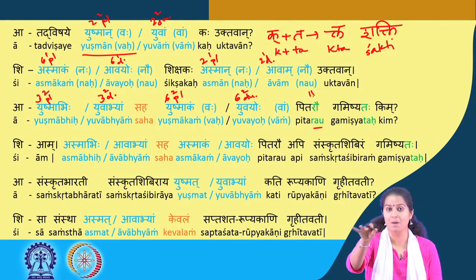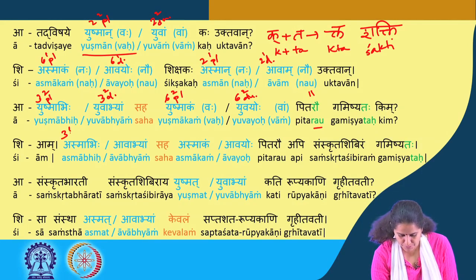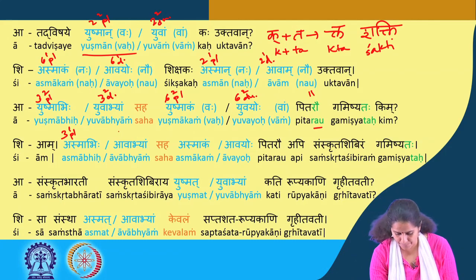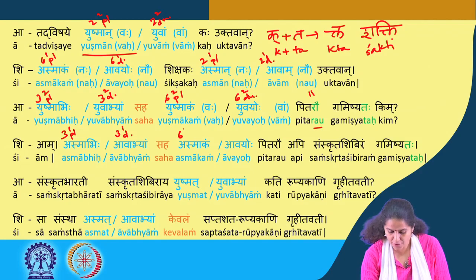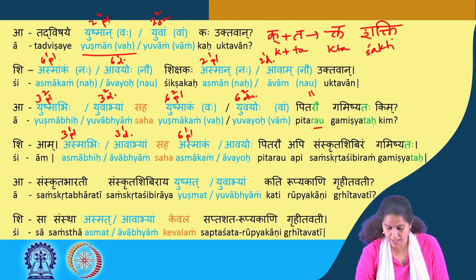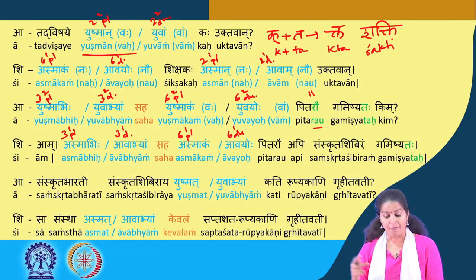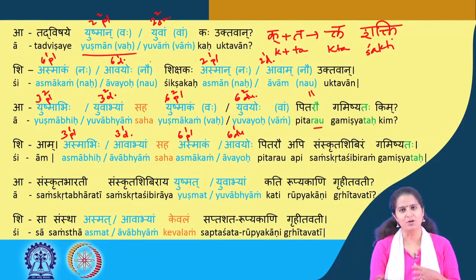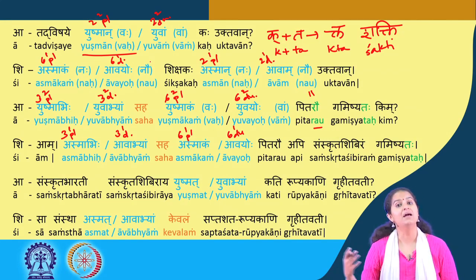asmabhihi saha. We had looked at yushmabhihi. So we have the ring of the English as, asmabhihi. So this is the third case for the first person plural, and for the dual it is avabhyam. So avabhyam is the third case for the first person in the dual. Avabhyam saha asmakam. Sixth case for the first person plural. The dual of that is sixth case for the first person dual. So avayoho pitarau. So avayoho we've also seen. I've already mentioned it, so I've not repeated it there. So avayoho pitarau api Sanskrita shibiram gamishyatah.